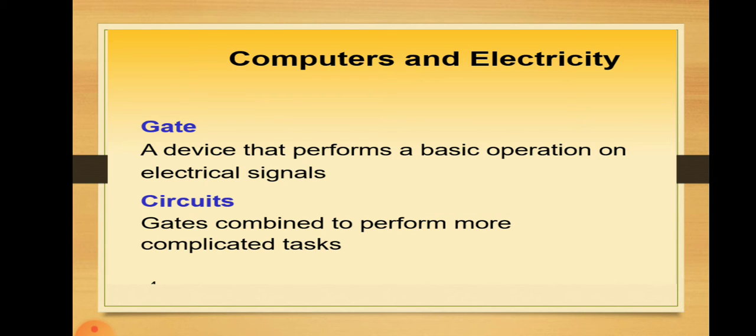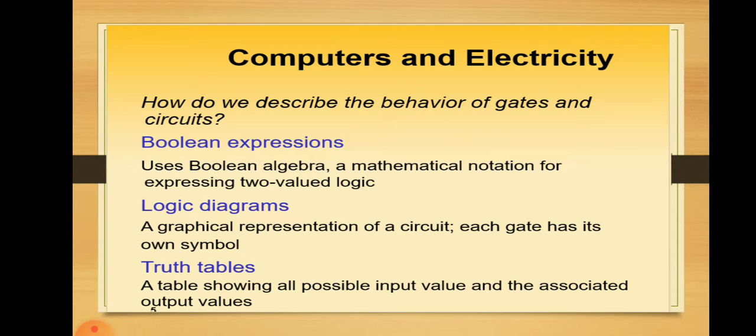Then next, computers and electricity. What is a gate? A device that performs a basic operation on electrical signals. This is called a gate. And circuit, this is gates combined to perform more complicated tasks. This is called a circuit. Then computers and electricity. How do we describe the behavior of gates and circuits? Means Boolean expression. This uses Boolean algebra, a mathematical notation for expressing two-value logic. This is a logic diagram, a graphical representation of a circuit.